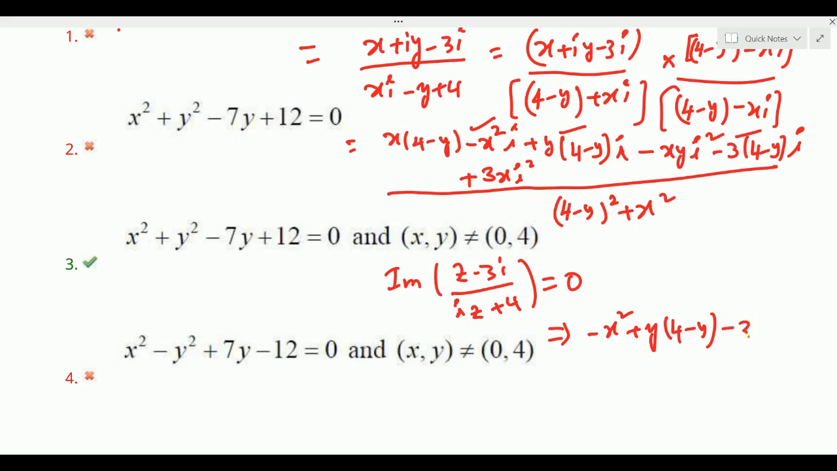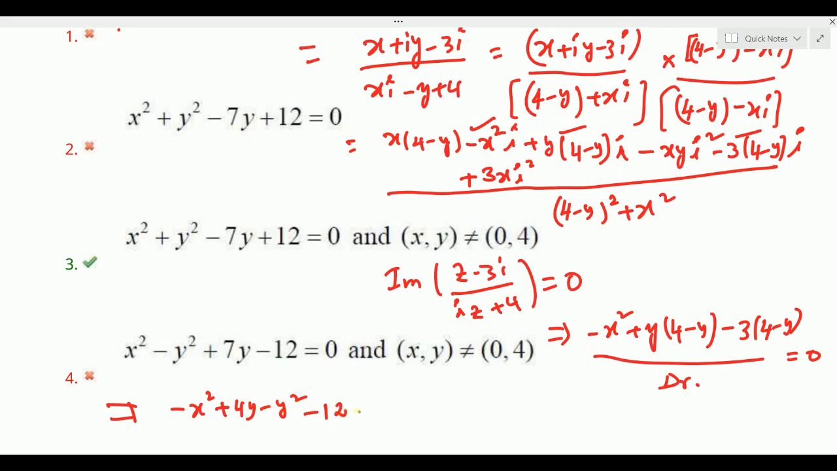minus 3 into 4 minus y, by the denominator also taking it equal to 0, so there is no need to write the denominator. Okay? Now let's expand. What is that? Minus x square, y into 4 is 4y, y into minus y is minus y square, and 3 into 4 is 12 with minus, plus 3y is equal to 0. Okay, now again we can simplify it. Minus x square minus y square, 4y plus 3y is 7y, and minus 12 is equal to 0.